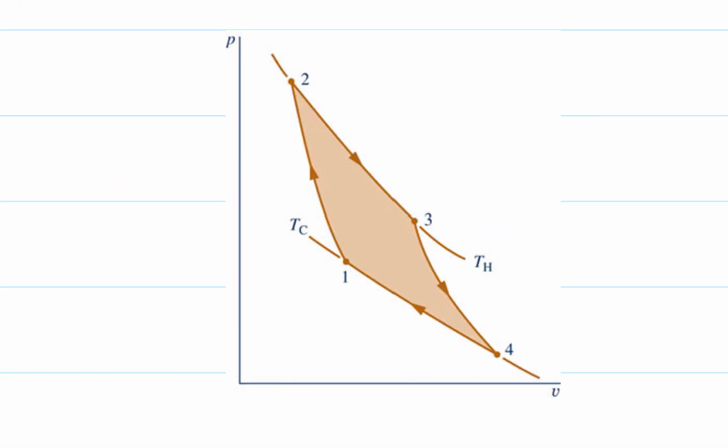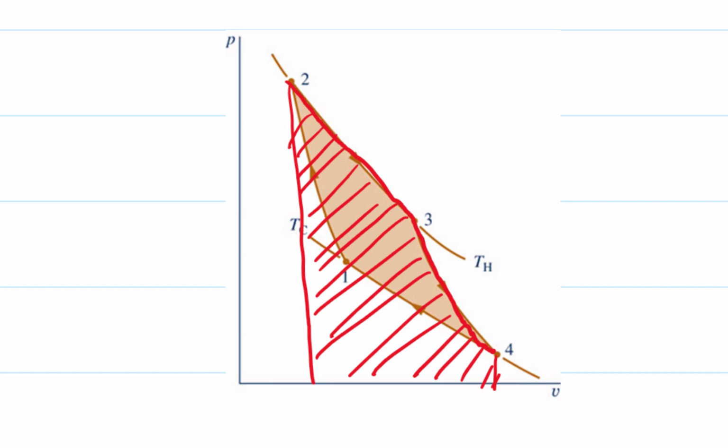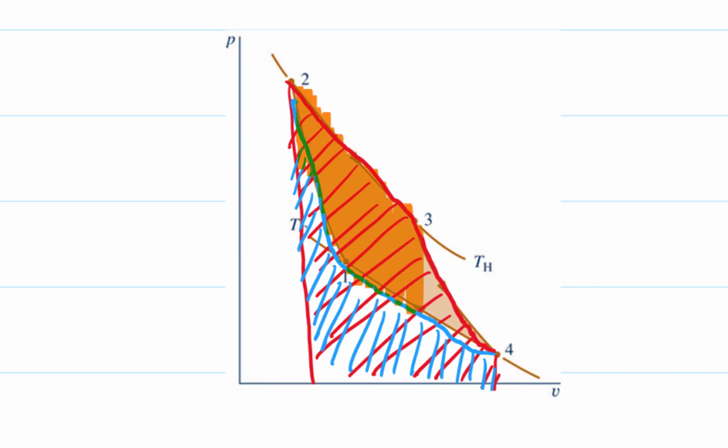The area under the 2-3-4 curve is the work done on the surroundings. The area under 4-1-2 is the work done on the system. So the area enclosed by 1-2-3-4-1 represents the net work produced by the Carnot cycle.